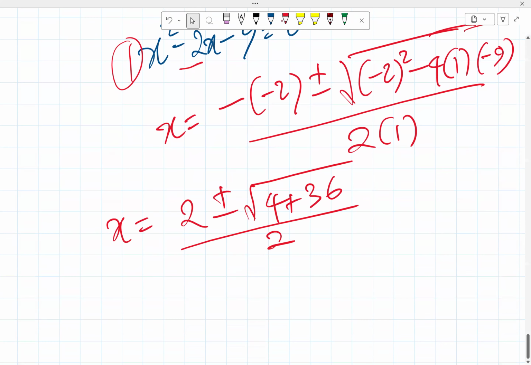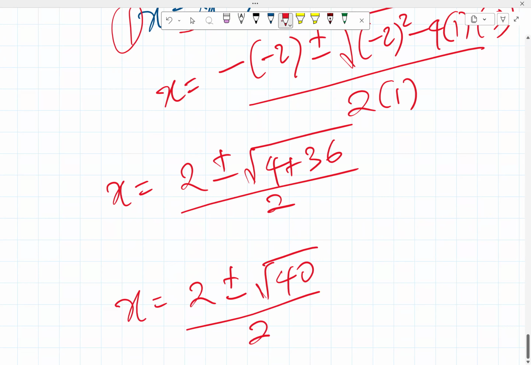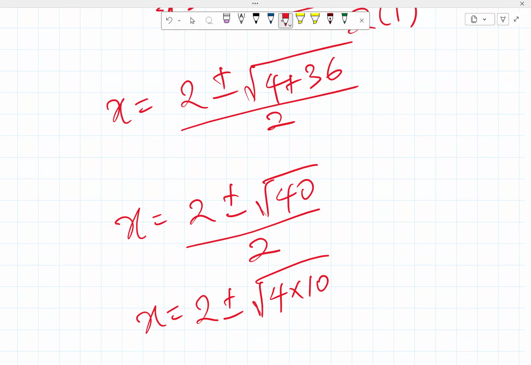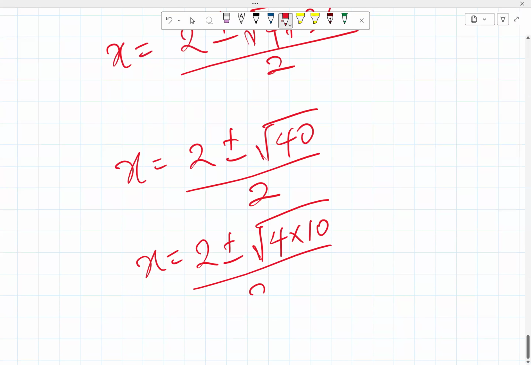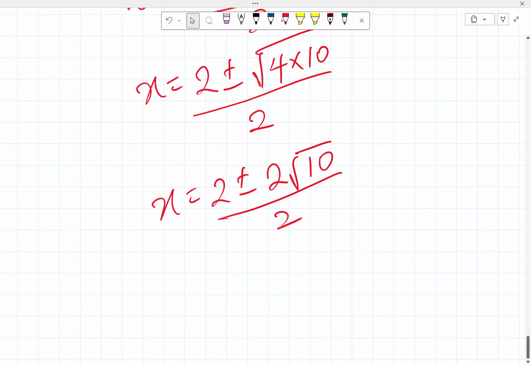So that means x is equal to 2 plus or minus the square root of 4 plus 36, which is 40, all over 2. One thing we can do here is write 40 as 4 times 10. So we have a perfect square there. Now we have x is equal to 2 plus or minus the square root of 4, which is 2, then root 10, all over 2. So we can divide through by 2. Then that means we have x equals 1 plus or minus root 10.